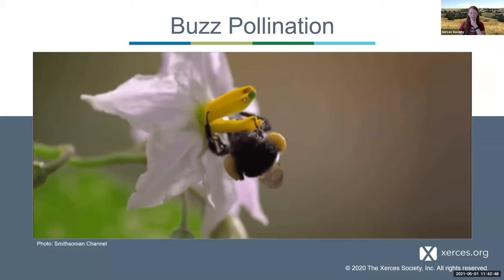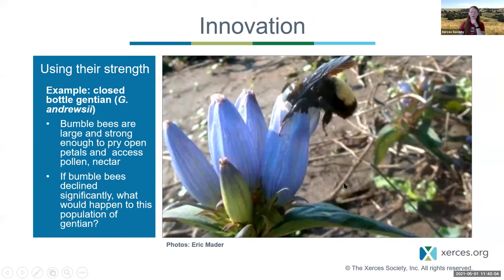And here we have a GIF. You can see the bumblebee buzz pollinating. Right here, this is all pollen coming out thanks to the vibrations that she's providing. Bumblebees are also very strong. Again, with their size, they're able to pry open plants like the bottle gentian and crawl inside to provide pollination services. A lot of our smaller pollinators might be able to squeeze in if they're tiny, but otherwise you need a strong pollinator who's able to open up that flower and access the reward.